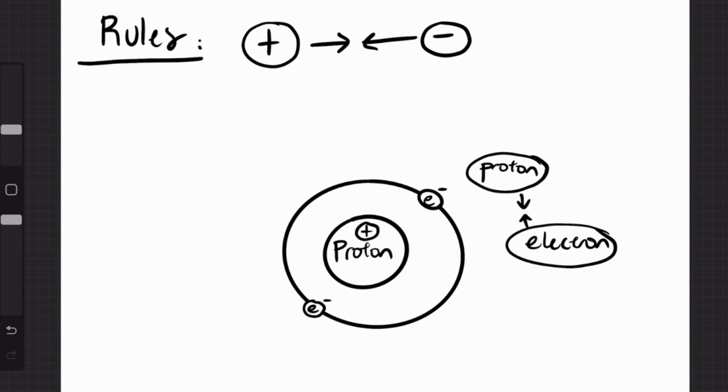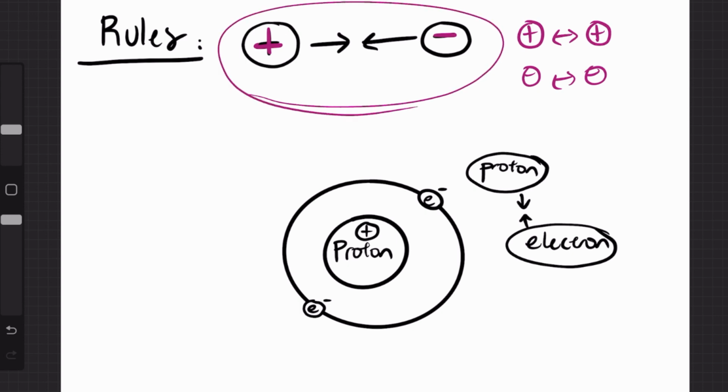One of them is that positive is going to be attracted to negative. So positive charge is attracted to negative charge. In the same way, positive and positive repel each other, and negative and negative repel each other. However, that doesn't really apply in these basics. What we're really going to be looking at is that positive is attracted to negative.